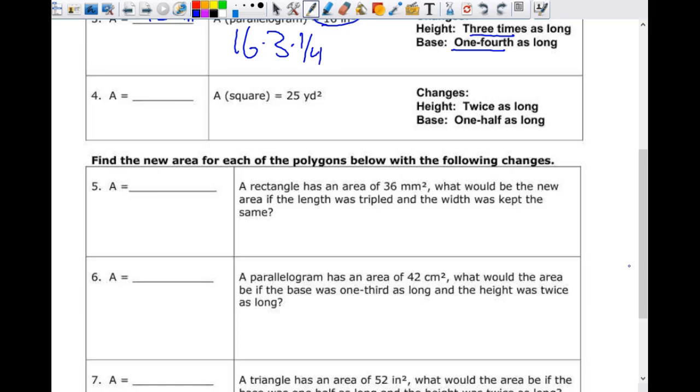First number, the original number, 36, multiplied by the scale factor. Well, we know one is tripled. Tripled means times 3. And the other one's kept the same. Third number, keeping it the same means it's just 1. 36 times 3 is 108.